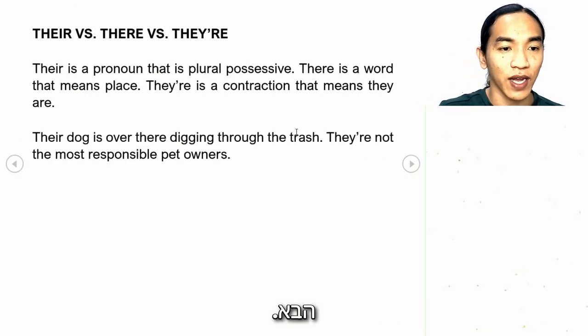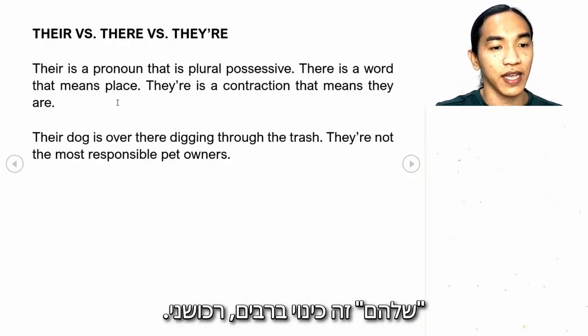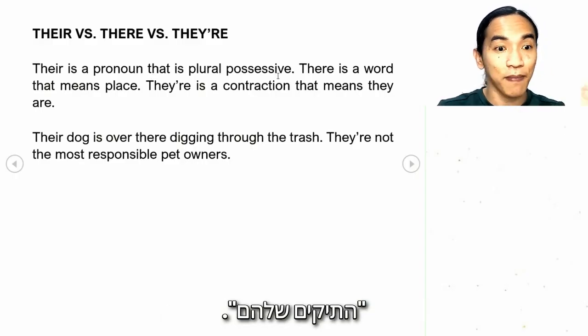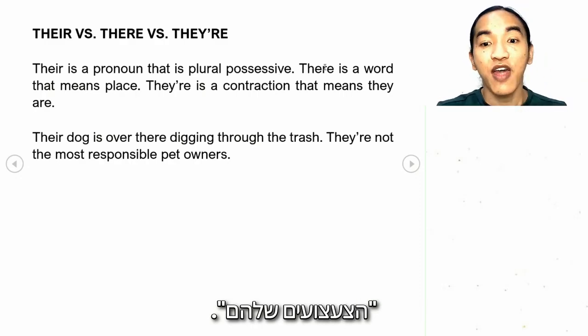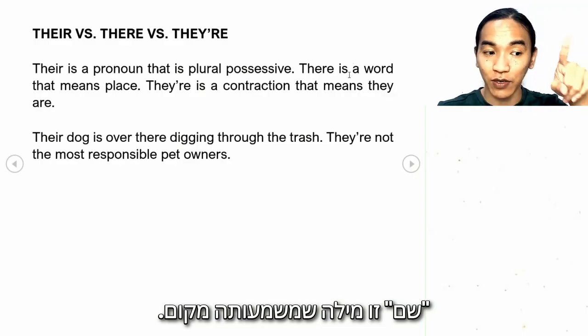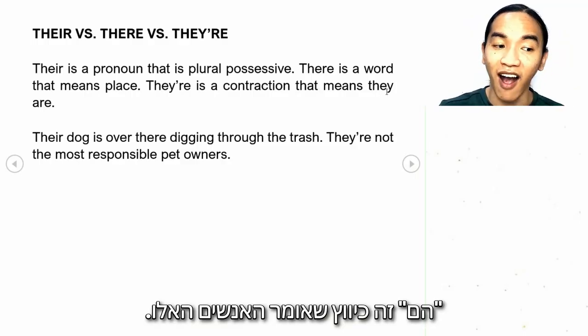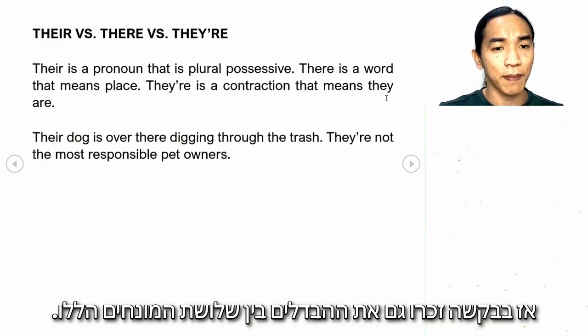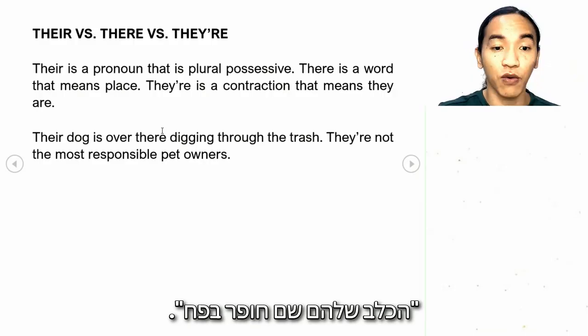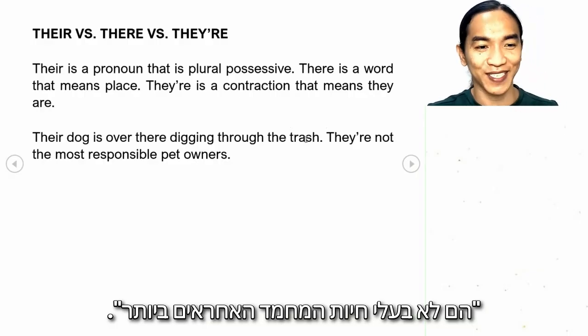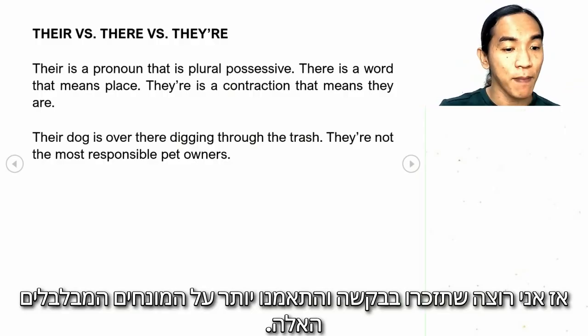Next one, their, there, and they're. Their is a pronoun that is plural possessive: their bags, their toys. There is a word that means place, like when you're pointing over there. They're is a contraction that means they are. So please also remember the differences of these three terms. Their dog is over there digging through the trash. They're not the most responsible pet owners. So I want you to please remember and practice more on these confusing terms.